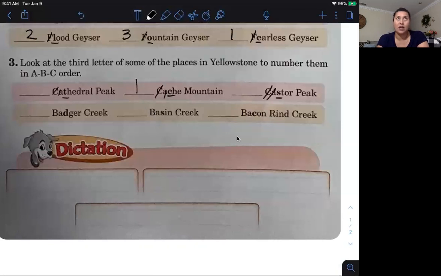And then if you're saying QRST, so then the S comes second, and then the T comes last. That would be number 3.